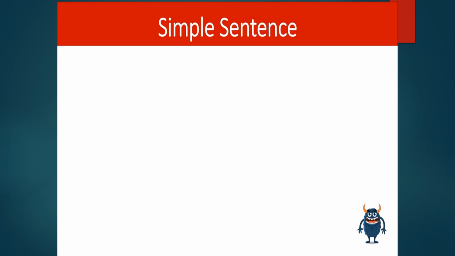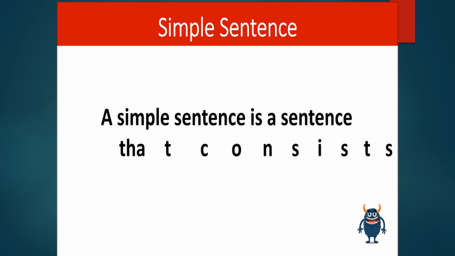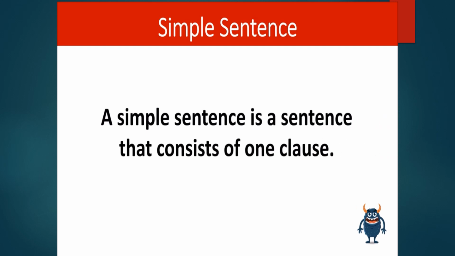So let's finish on the definition. A simple sentence is a sentence that consists of one clause. And as we now know, that will be an independent clause. It may have a compound subject and it may have a compound predicate, meaning that the subject governs more than one verb. But as long as there is just one subject and one clause, it is a simple sentence.